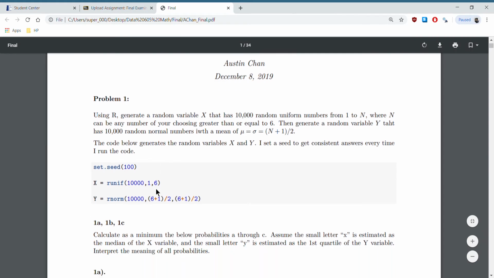So what I did here is I set a seed so that every time I run this code I get the same result, and I just put in random uniform, so 10,000 values from 1 to 6, and then I did an rnorm for y for 10,000 iterations with (6+1)/2 for both the mean and the standard deviation.